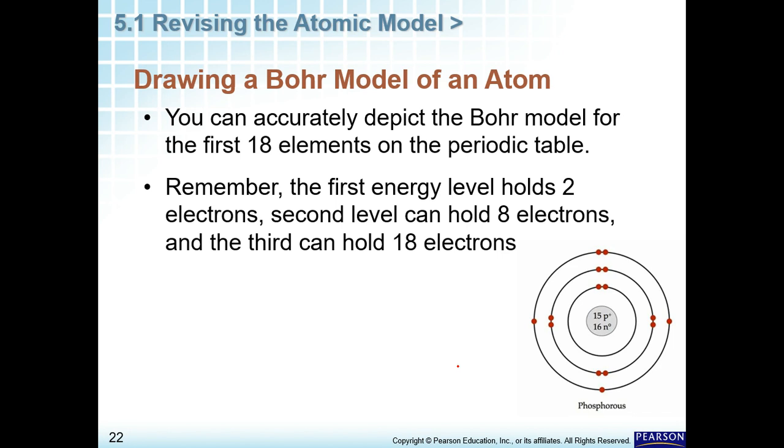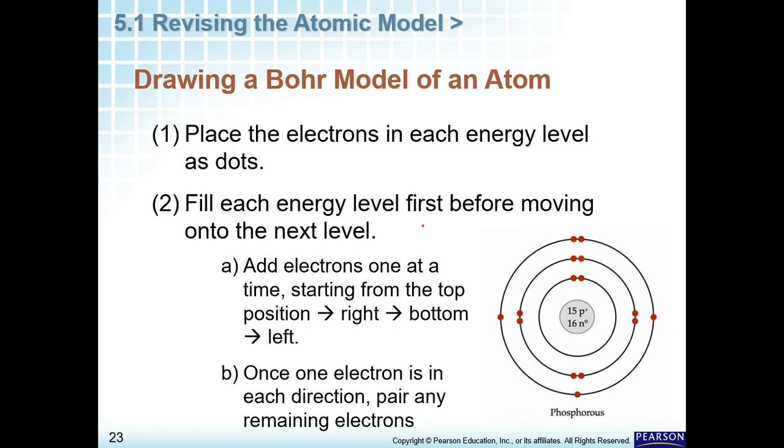Now, in your homework, we're going to learn how to draw a Bohr model, so I'm going to specifically talk about an example. You can actually accurately depict the Bohr model for the first 18 elements on the periodic table. Remember, the first energy level can hold 2 electrons, the second energy level can hold 8 electrons, and the third can hold 18. Here are the steps, and we're going to specifically focus on phosphorus.